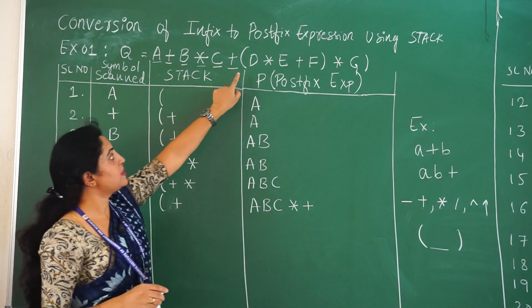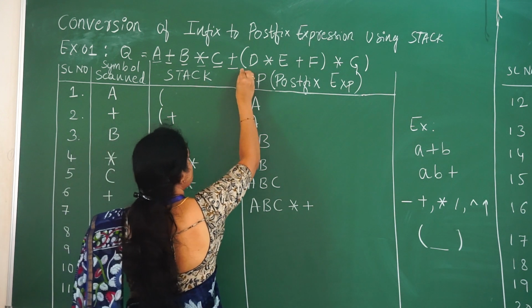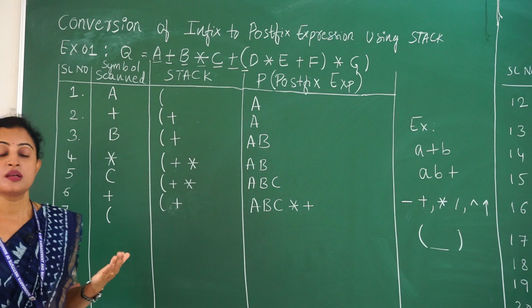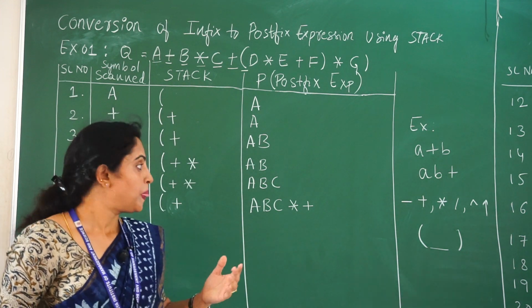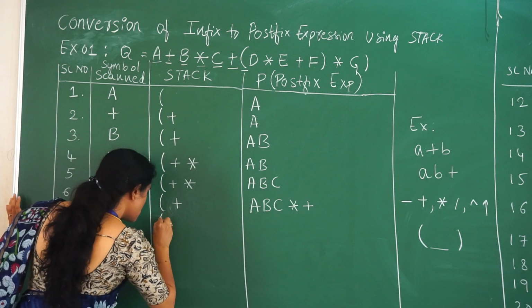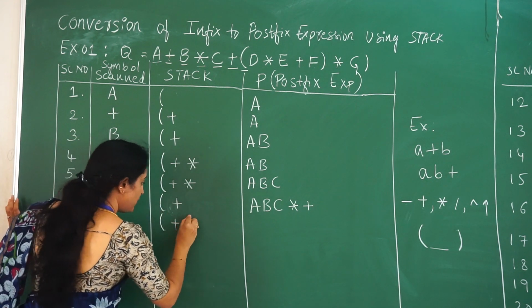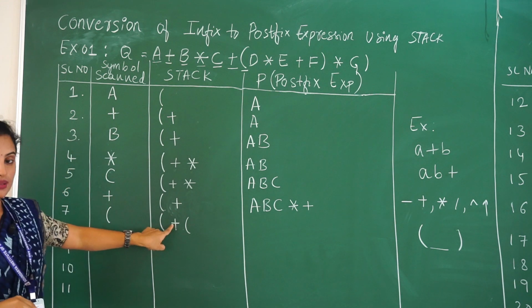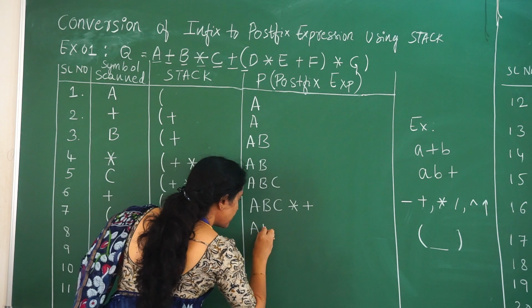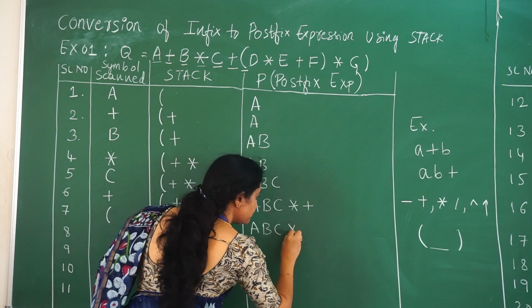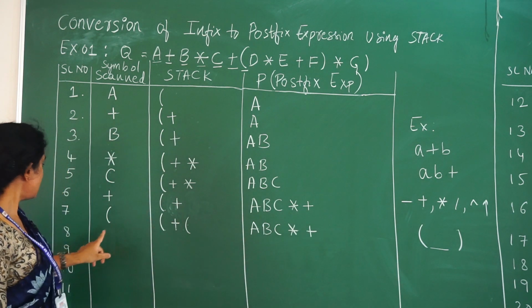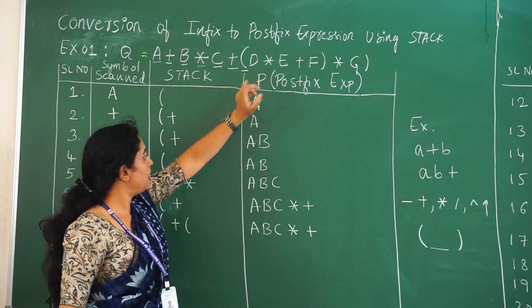The next scanned symbol is left parenthesis. The seventh scanned symbol is left parenthesis. Left parenthesis is pushed inside the stack as per the algorithm. So now inside the stack we have left parenthesis, plus, left parenthesis. The postfix expression remains the same. The next scanned symbol is D.